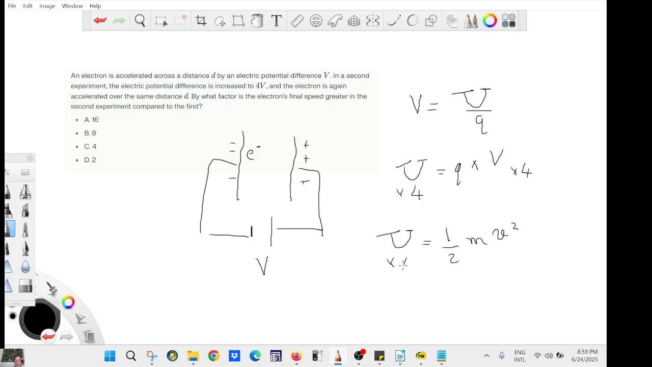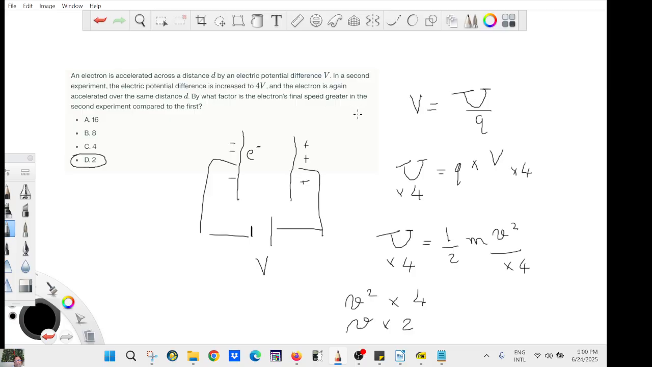So if this is multiplied by 4, the kinetic energy here is multiplied by 4, and the mass does not change. So it means the speed squared is going to be multiplied by 4. So the velocity will be multiplied by 2. By what factor is the electron's final speed greater in the second experiment compared to the first? It will be greater by a factor of 2. So the answer is D.